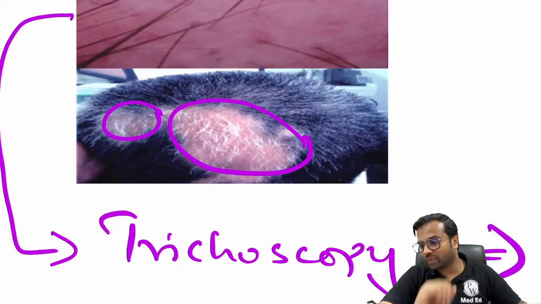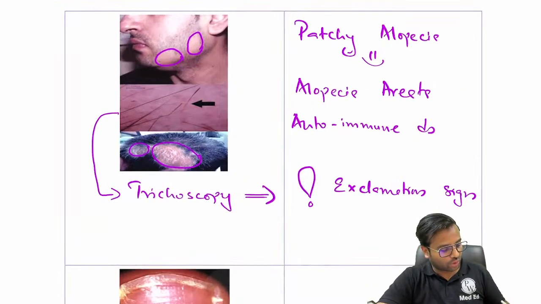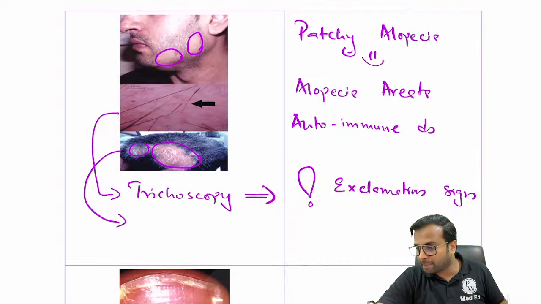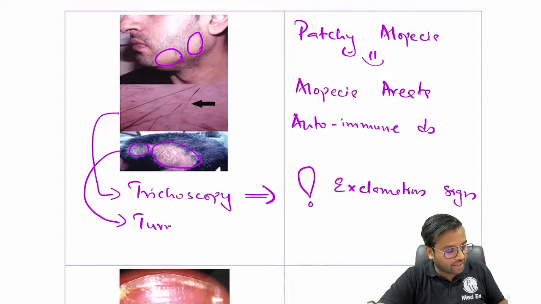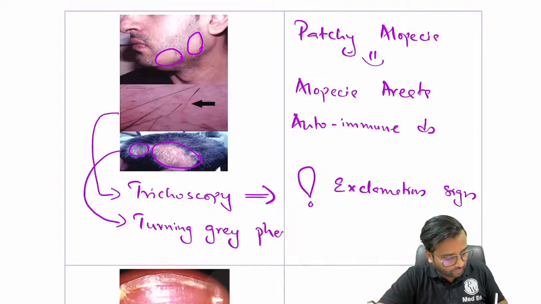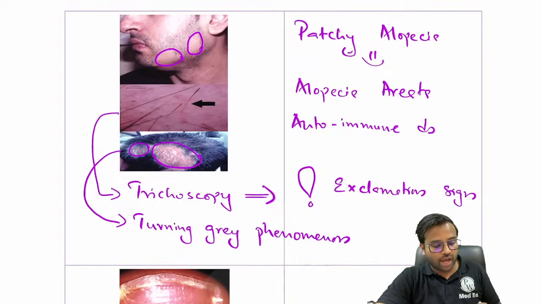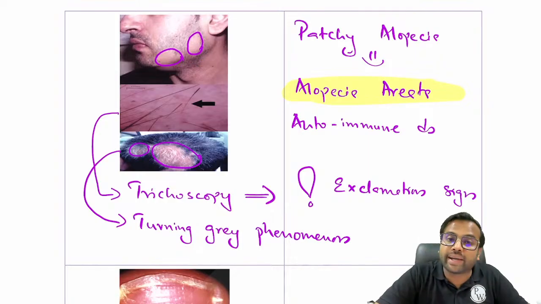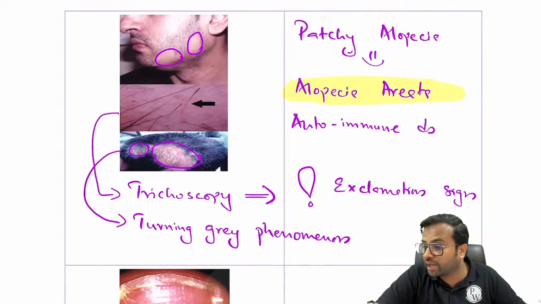So what is that? This retention of white hair is called, very good Harsh, Ramesh is also answering, the turning gray phenomenon. So this is called the turning gray phenomenon. And where do you find all these kinds of findings? It can be seen in alopecia areata.